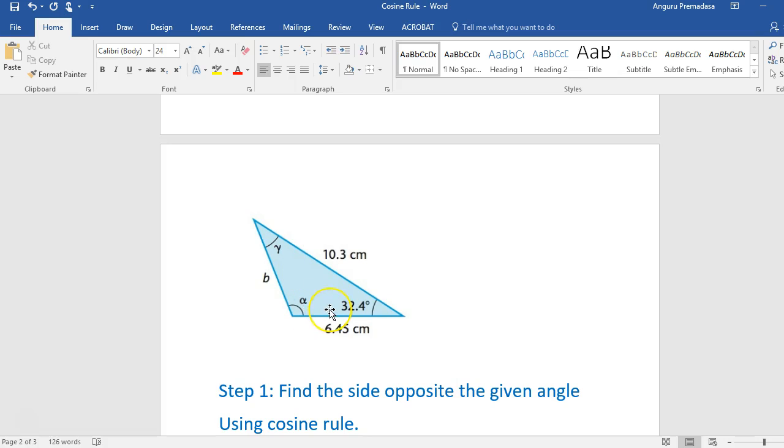The recommendation is to find the angle opposite the shorter known side. The given sides are 6.45 and 10.3. What's the shorter of 10.3 and 6.45? The shorter one is 6.45, so the angle opposite that would be gamma. Now that we know b, we need to find gamma or alpha, but we select the one opposite the shorter side, which is opposite 6.45. So we need to find gamma.